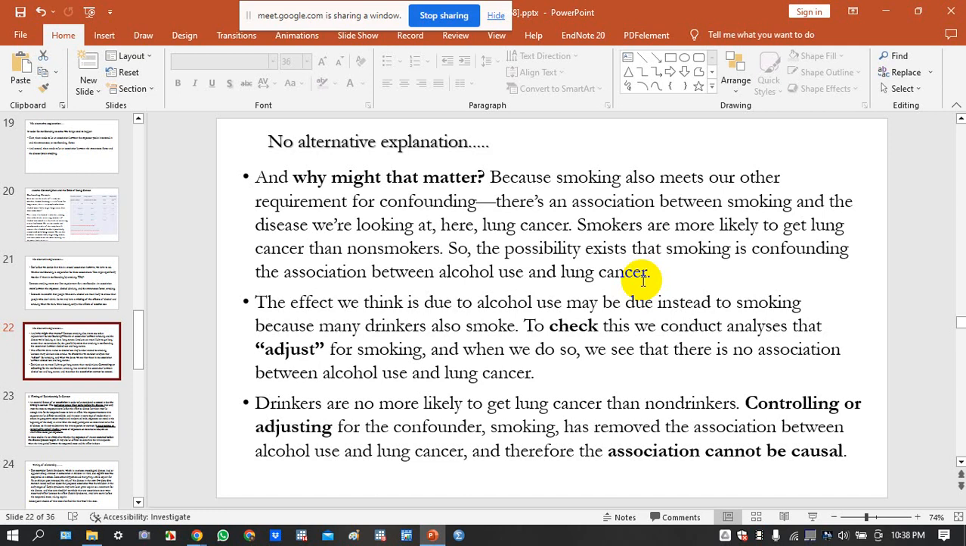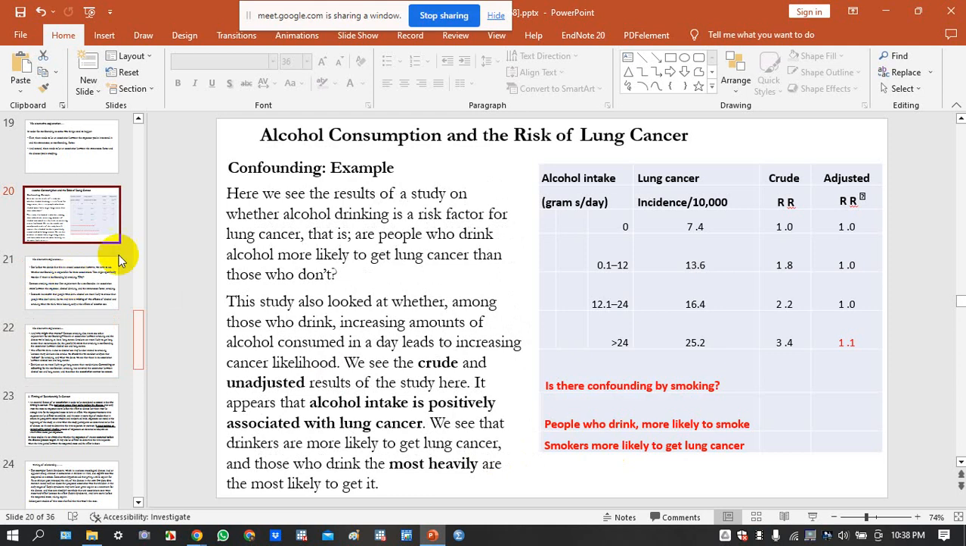So the smoking is the confounder. The effect we think is due to alcohol use may be due instead to smoking, because many drinkers also smoke. So to check this, we conduct an analysis that adjusts for smoking, and when we do so, we see that there is no association between alcohol use and lung cancer. Drinkers are no more likely to get lung cancer than non-drinkers. So controlling for the confounding, smoking has removed the association between alcohol use and lung cancer, and therefore the association cannot be causal.